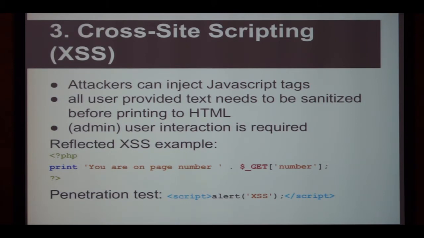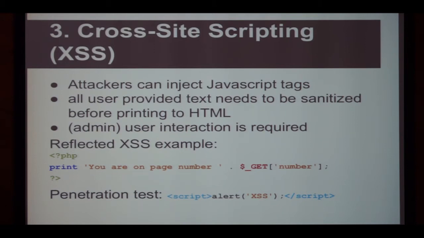And for that to work, you need administrative user interaction, which means if the attacker has placed the script tag, somebody has to go there and visit it so that the JavaScript is executed. So the attacker cannot directly exploit that by just visiting the website or doing something nasty with the website, as we saw with the SQL injection, but they have to wait until an administrative user or a higher privileged user visits that site, and then it makes sense to execute the JavaScript for the attacker.